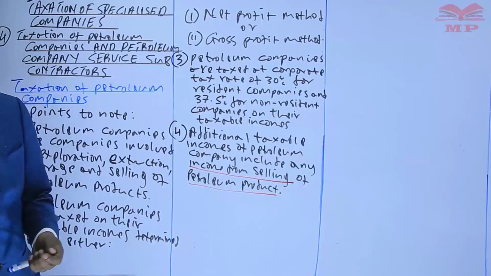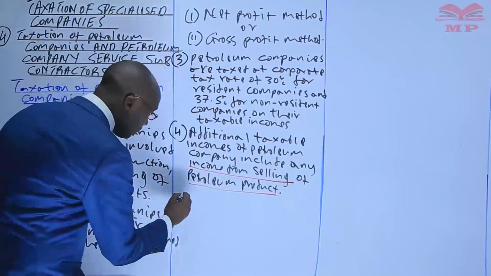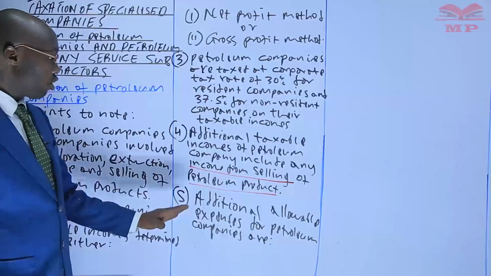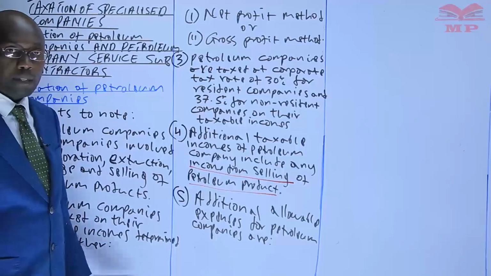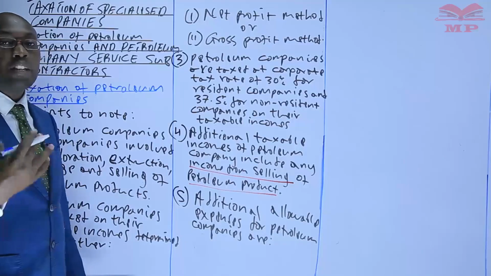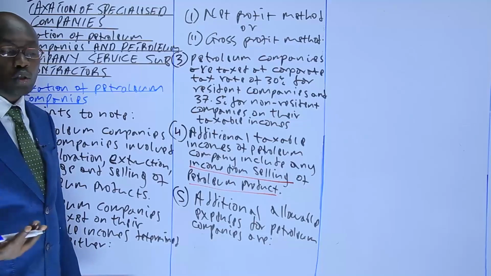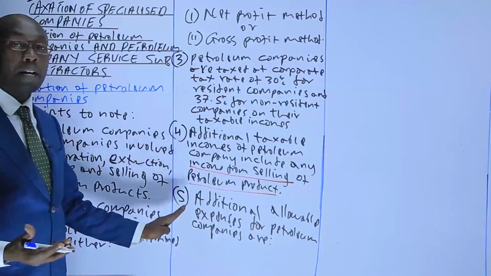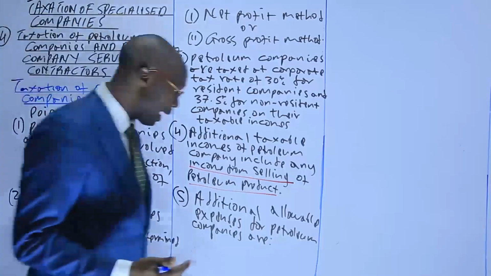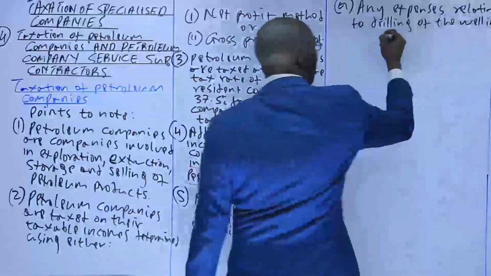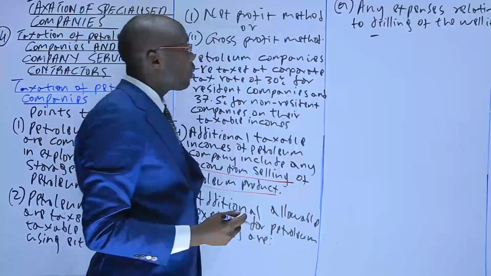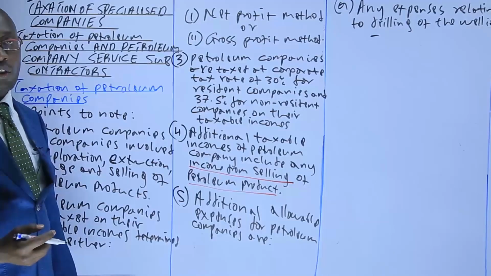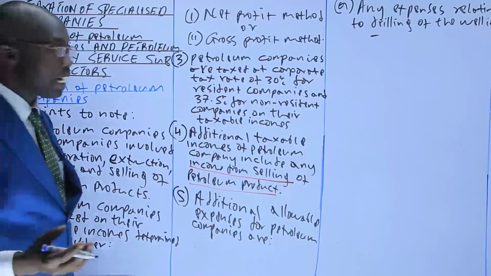Point number 5 to note about the petroleum companies. So we have the additional allowable expense for the petroleum companies. These are other than the normal allowable expense that we talked about under the normal business or general business. These are for the petroleum company and they are allowable. So we are talking about one of the additional allowable expense is any expense relating to drilling of a well. These expenses are which one?